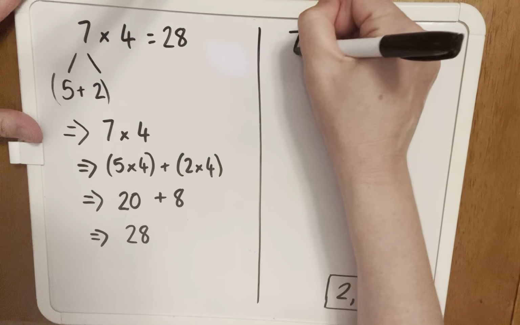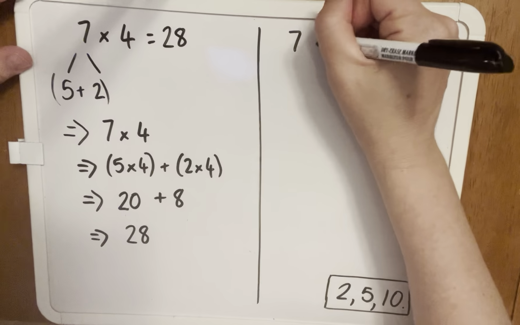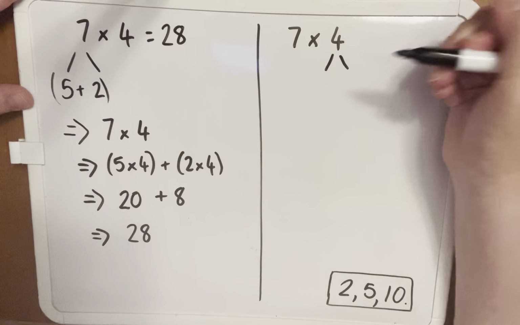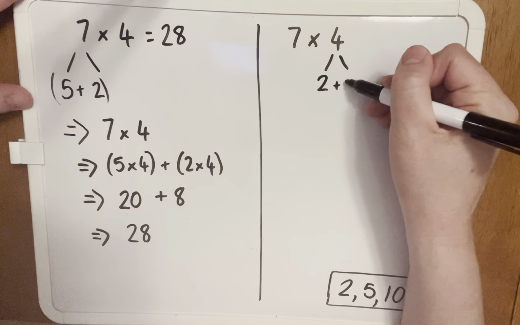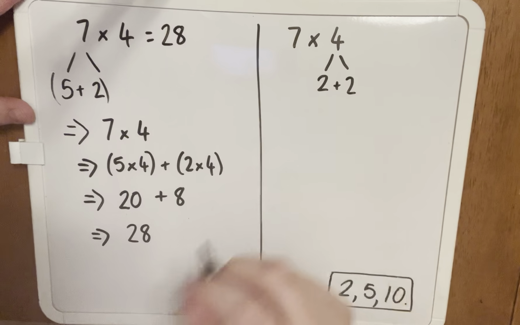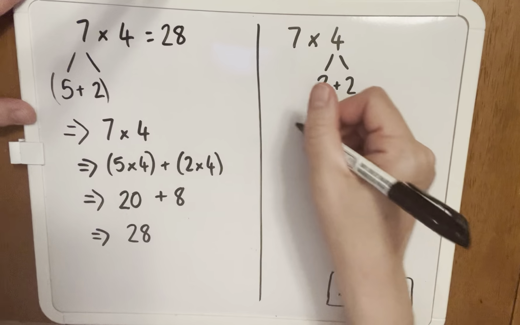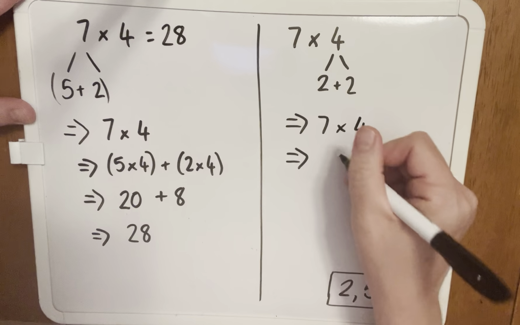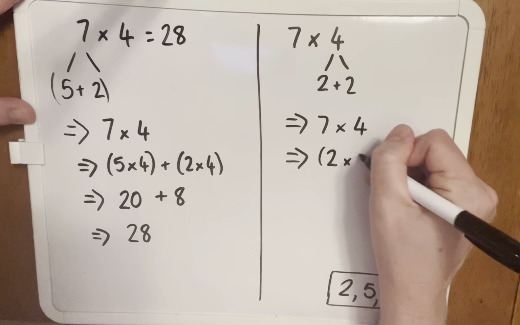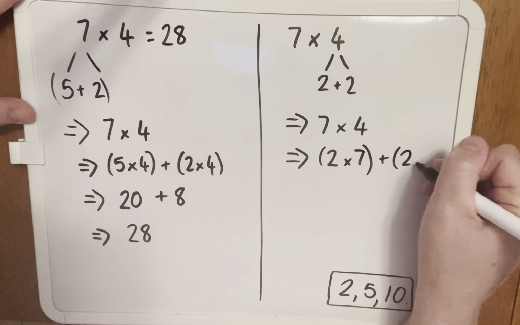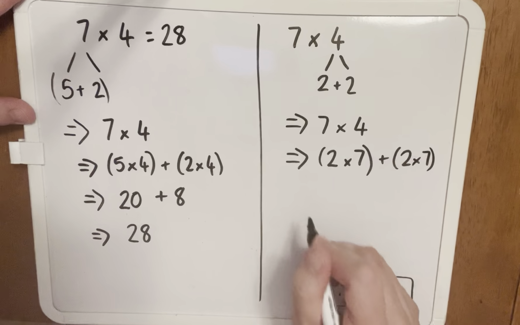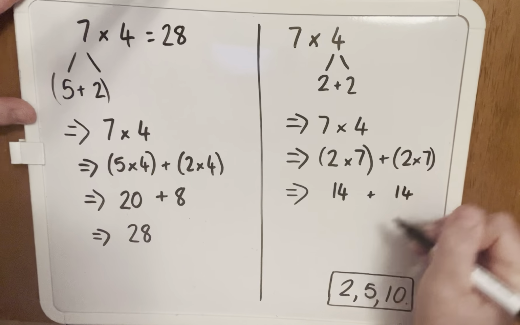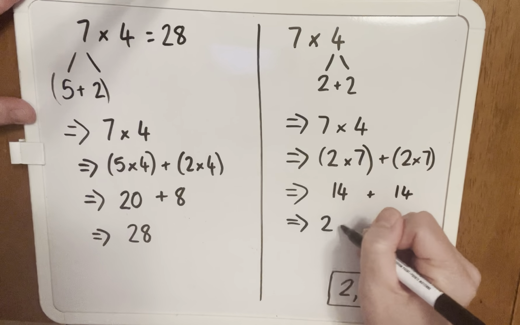Another way is maybe you're someone who is fairly comfortable with your 2 times tables. 4 is basically 2 plus 2, or 2 times 2 in this case. So let's see what happens when we break this up. If I'm going to use the same strategy as before, let's rewrite it. So we'll go 7 times 4 is the same as 2 times 7 plus 2 times 7. Okay, and we've got the same numbers there. Now 2 times 7 is 14, and 2 times 7 is 14, and 14 plus 14 is 28.